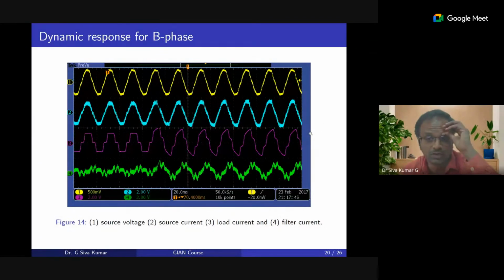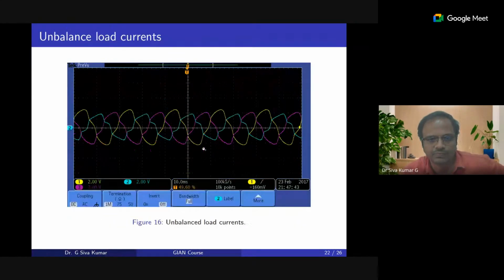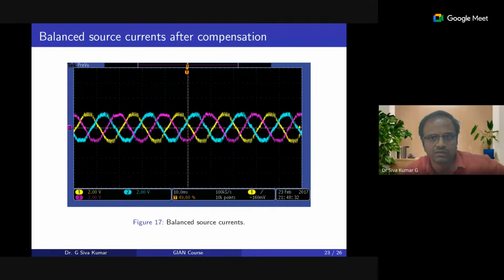Okay, in phase B also we change the load in this particular case 3. The pink line, you can see that the load variation is there at this point. Phase C, this one. And you have unbalanced load currents, and the source current after compensation. It was taken very long back, around 2017. We have made further modification in the setup.